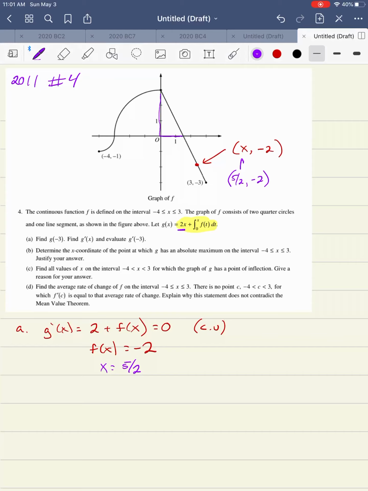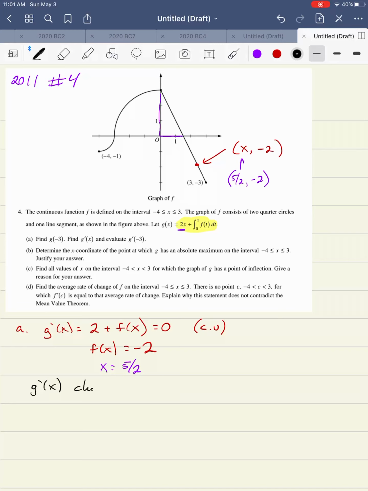The 2 is literally like a vertical shift. And so that's why you can't just eyeball it. A lot of people would probably guess 1.5 here as your answer, but because of that +2 shifting this thing up, 1.5 is not the answer, and it's actually 2.5. So g prime of x changes from positive to negative here.